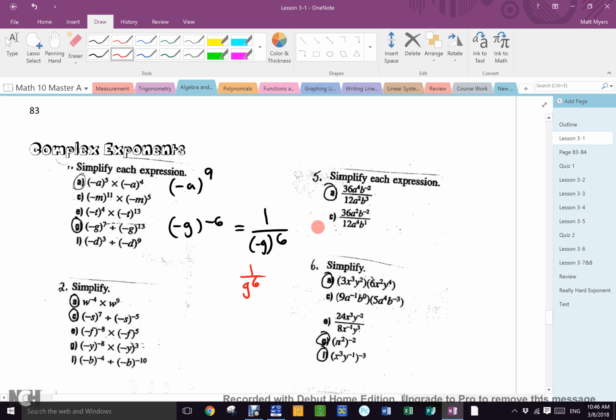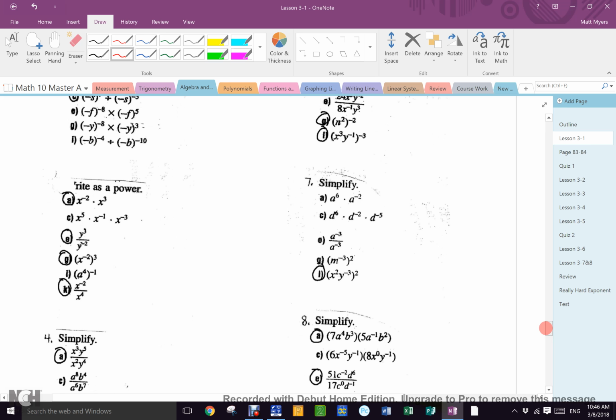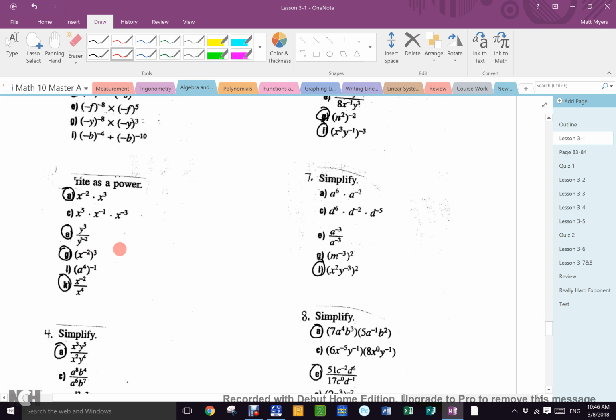All right. Number 2 should be okay. It's exactly the same as number 1. I'm not going to worry too much about it. Same with number 3. Actually, number 3 has some of the weirder ones. X to the negative 6. So that is 1 over x to the 6th. E is a little weird.